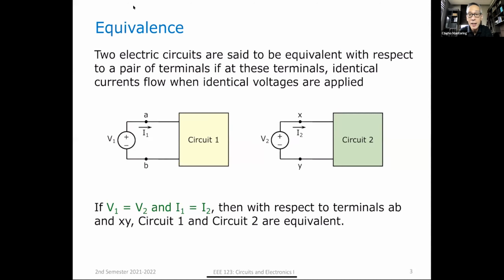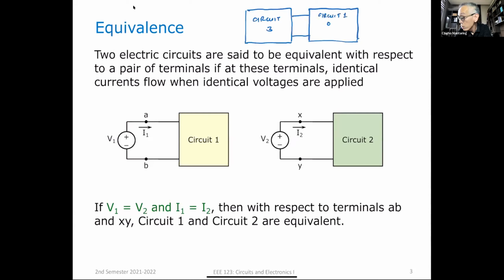That means that if I have a third circuit, let me draw that here. Okay, so this is circuit 3 actually. This can be circuit 1 or circuit 2. Circuit 3 will not be able to tell the difference. So circuit 3 cannot tell the difference.